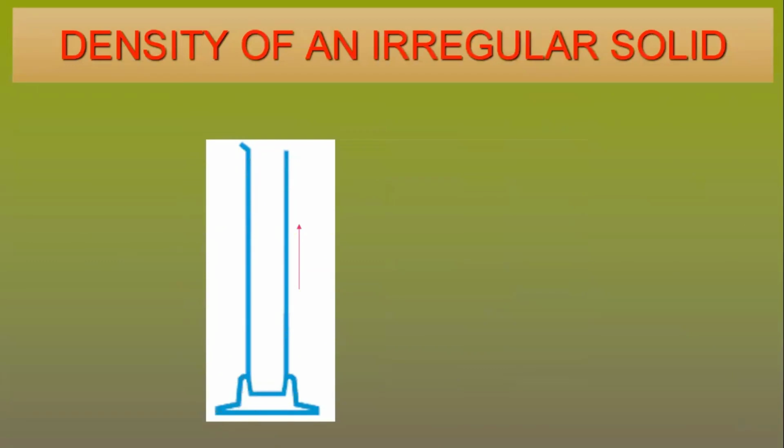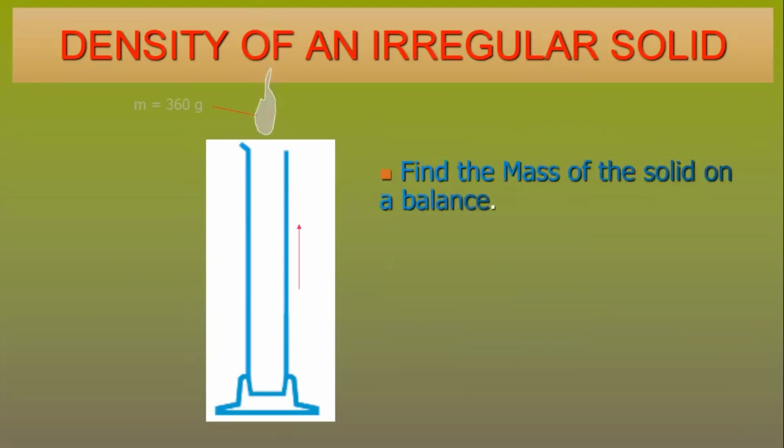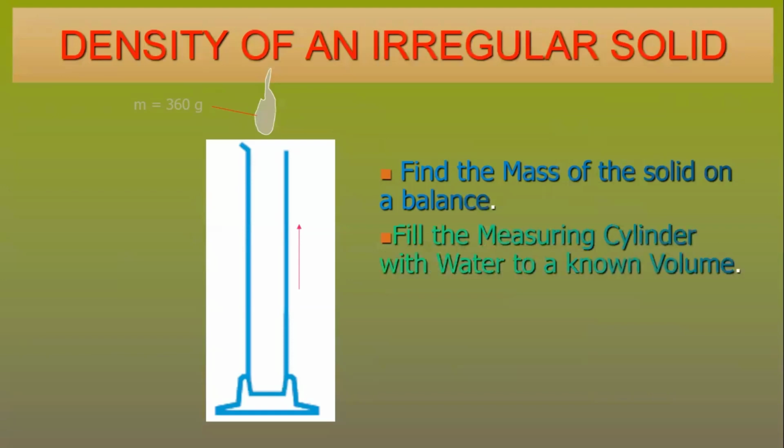Look at this. Density of an irregular solid. Step number 1: find the mass of the solid on a beam balance. I have measured the solid and found it is 360 grams. Fill the measuring cylinder with water to a known volume. I have filled it up to 50 cubic centimeters.